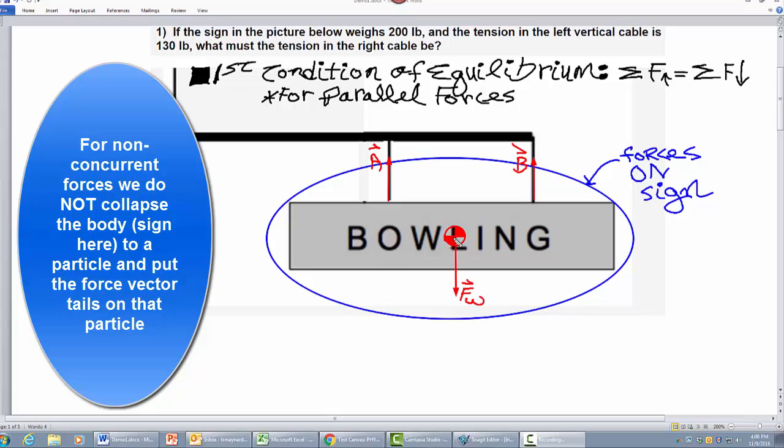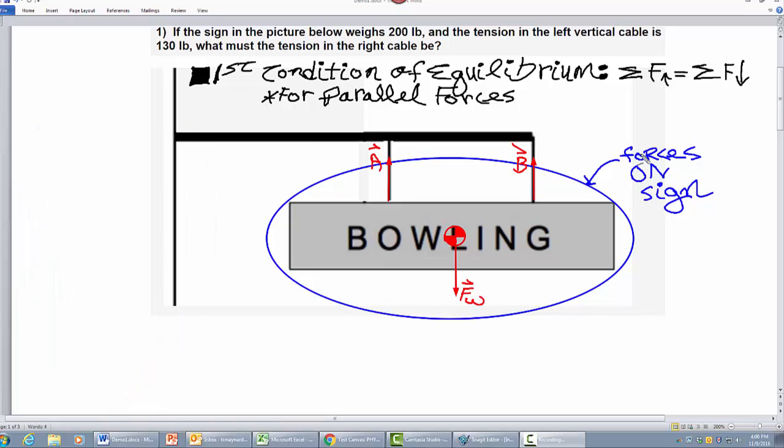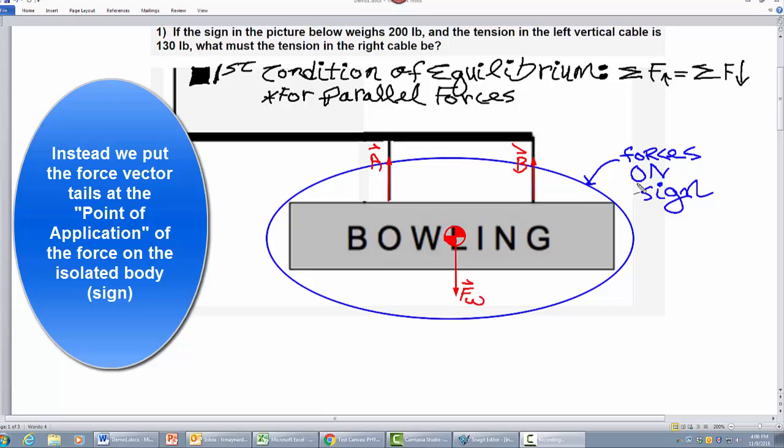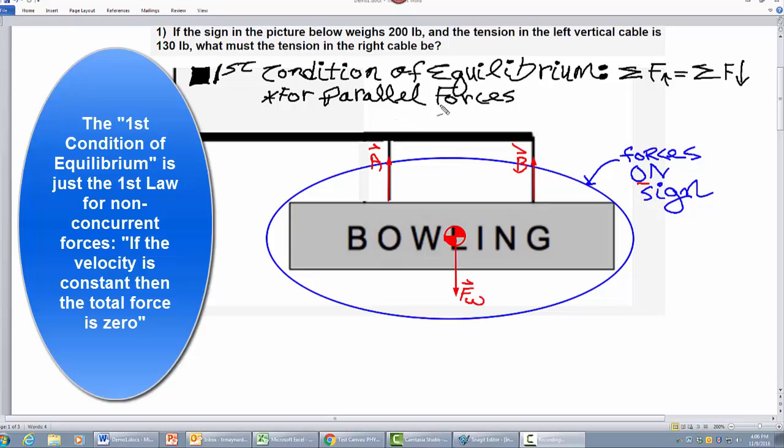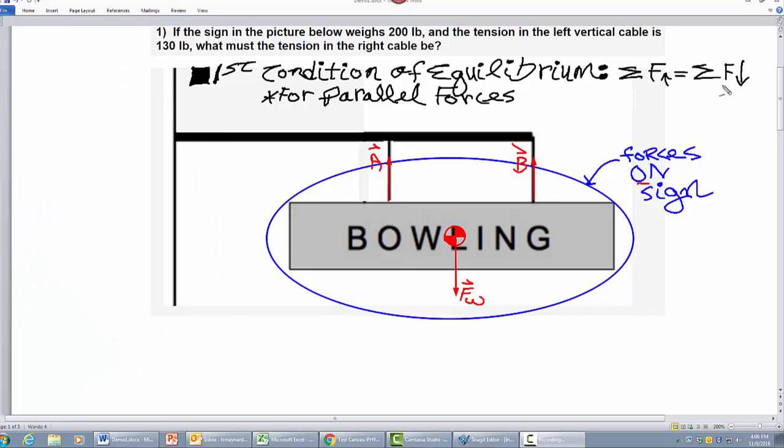The forces that we are interested in are the forces on the sign. The difference is that we do not collapse the sign to a particle at its center of gravity, and we do not put all the tails of all the force vectors at the particle or the origin of our coordinate system. To solve this problem, we apply the first condition of equilibrium for parallel forces. This simply says that the sum of all the up forces is the sum of all the down forces.